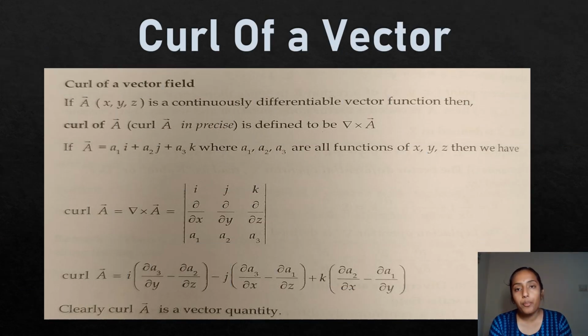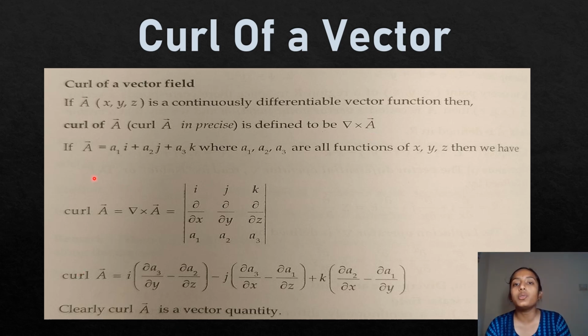The next operation we are looking into is the curl of a vector. What is the curl of a vector? If vector A of x, y and z is a continuously differentiable vector function, then the curl of vector A is defined to be del cross vector A. Here too the input is a vector function, but we have to check if the output is going to be scalar or vector. In the previous topic it was del dot A, which was a scalar multiplication. But in this case, we have del cross A, which is vector multiplication, and vector multiplication usually gives us a vector output.